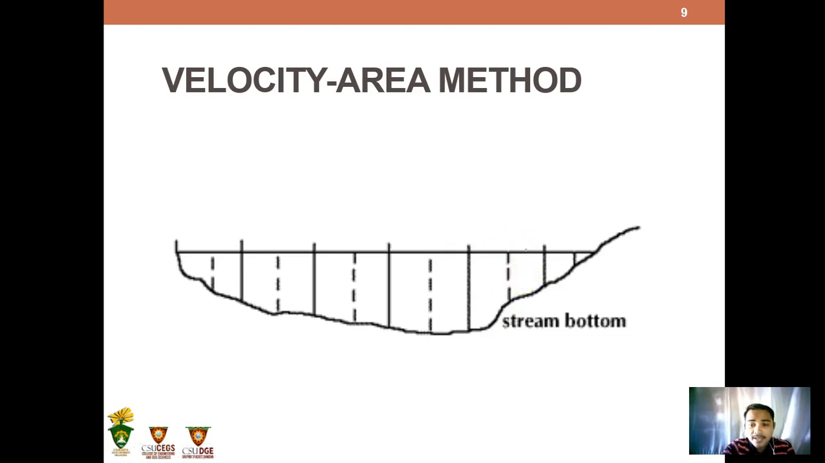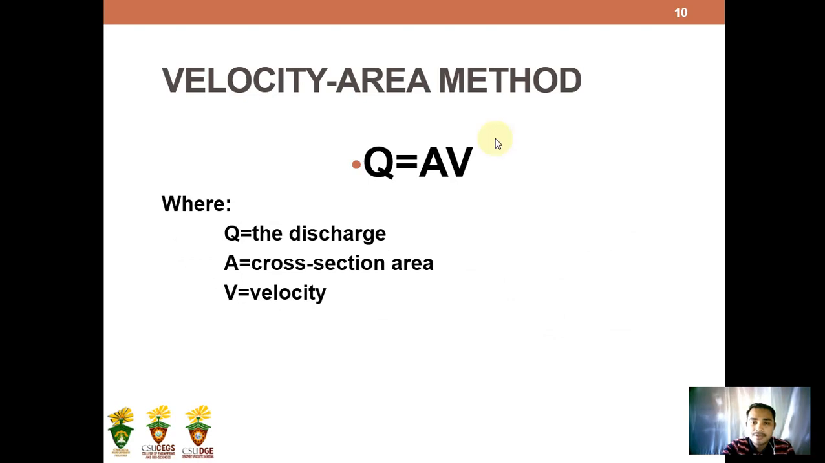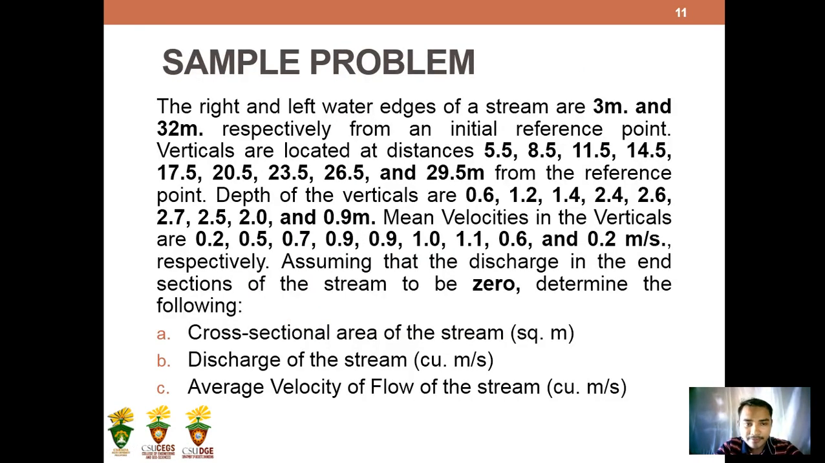And to determine the discharge, we're going to use the formula that Q is equals to A times V, or discharge is equals to area times velocity. So this will be the equation, no, in your mechanics, I think, in the hydraulics part. Discharge is equals to area times velocity. Area A is the cross-sectional area and V is the mean velocity. So let's have a sample problem, no?